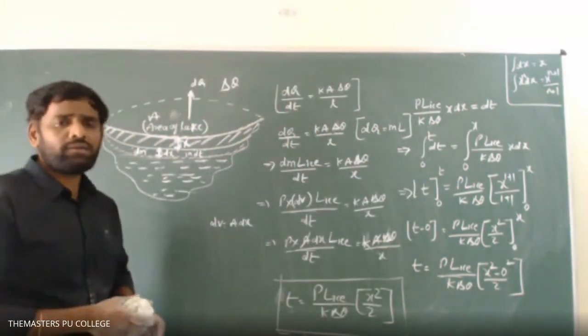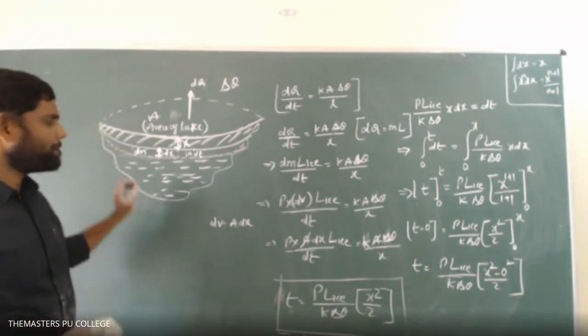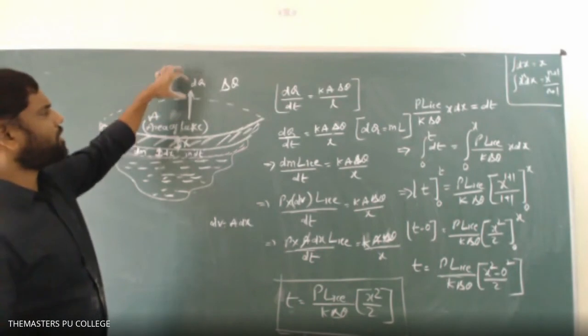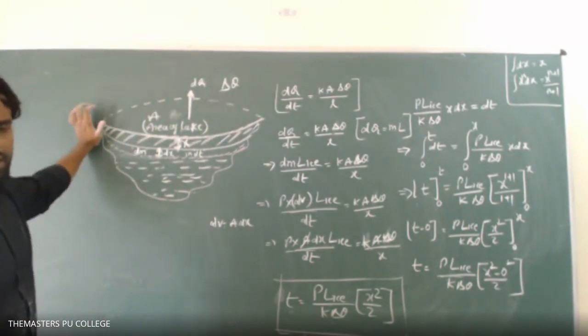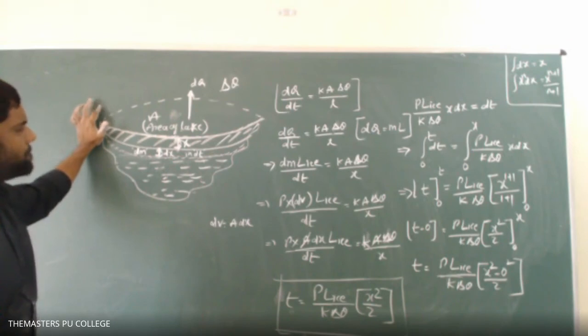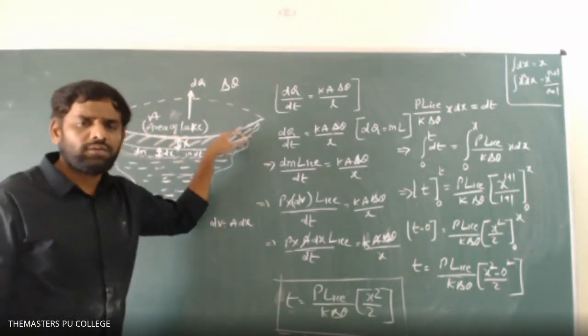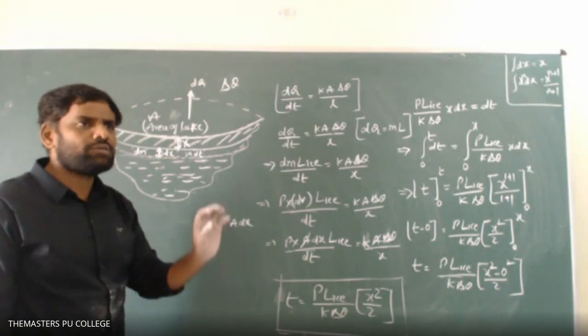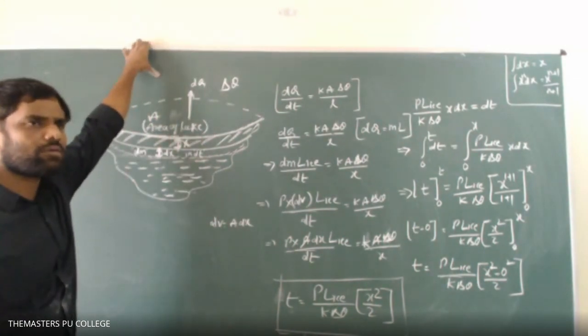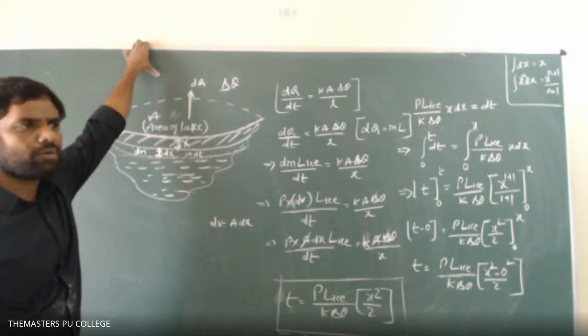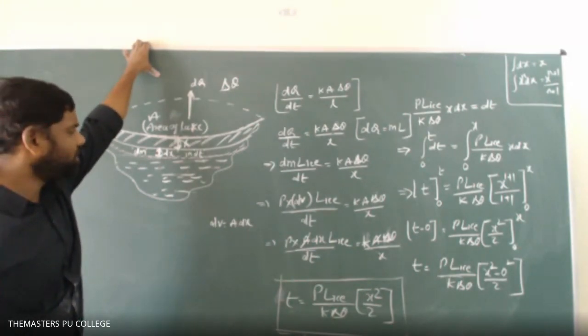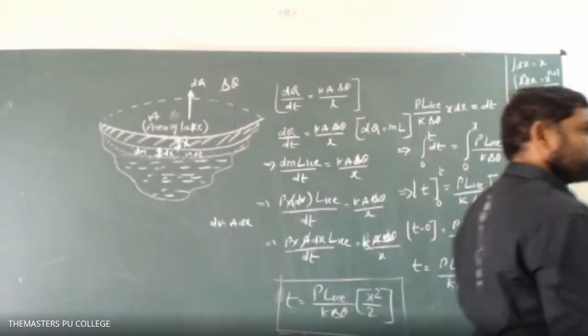Next point. Let dQ amount of heat be evaporated in a time dt, so that dm amount of the water freezes into ice.